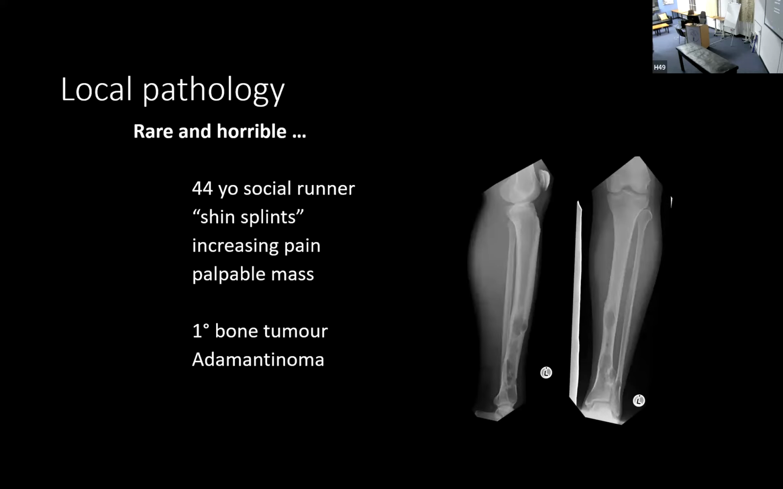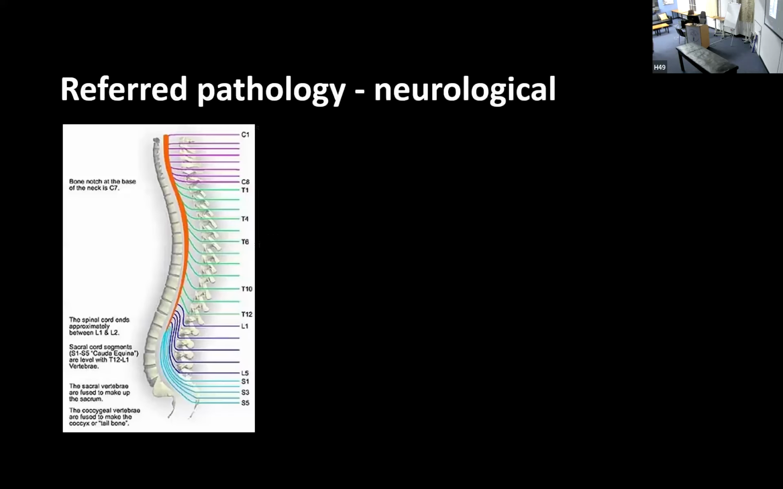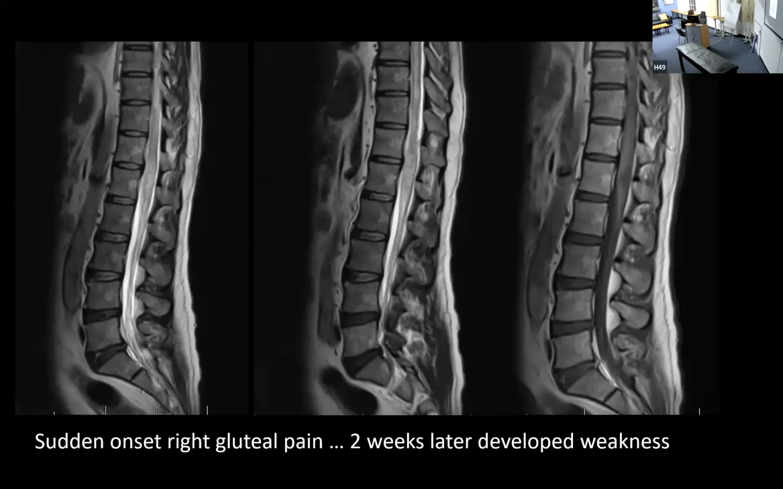Here's a patient I had who came to me with shin splints, and had a primary bone tumor, an adamantinoma. I only knew this because it came up as a question on a paper, but I've never seen it again in my life. And then you can have crazy things like this: sudden onset of right gluteal pain. You think of L5 radiculopathy, you treat the guy with a bit of symptomatic care. Two weeks later, he developed weakness. You scan him, he's got a conus tumor. It was missed on the report.